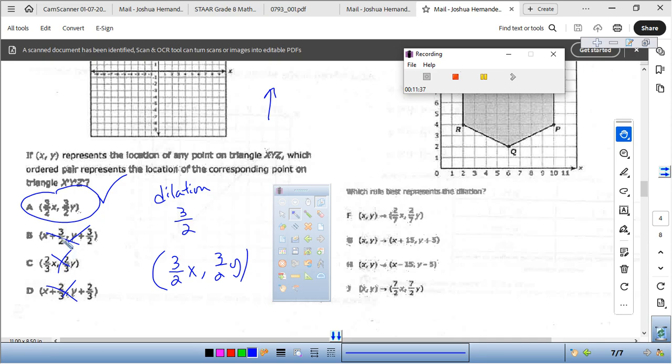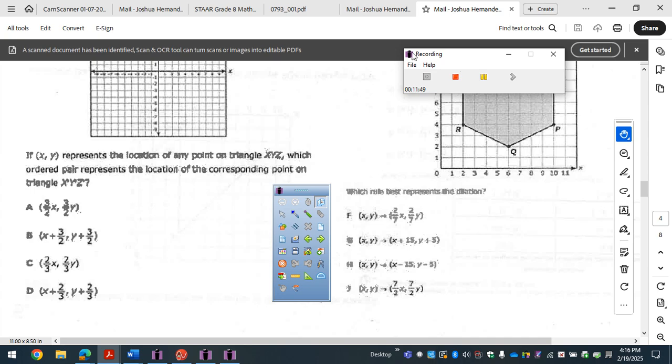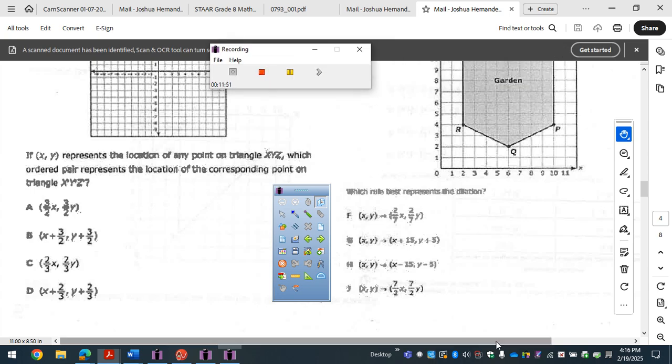This is a translation to move it over to the right and up. This is the right and up, but no, not even close. Dilation, multiply by the number they told you. Now this one you have to figure out exactly what it is.